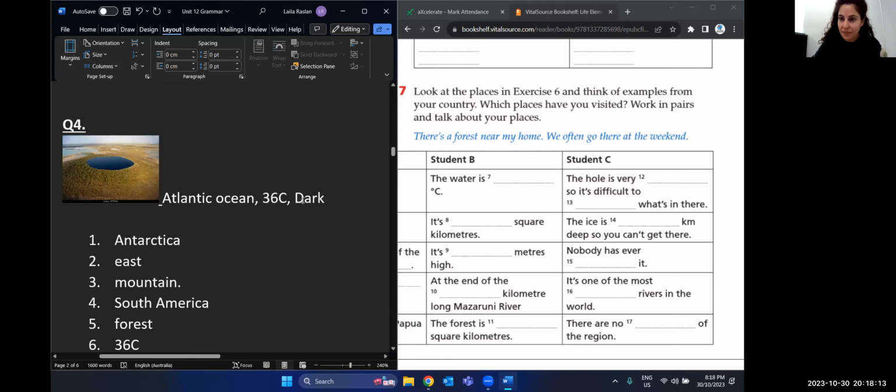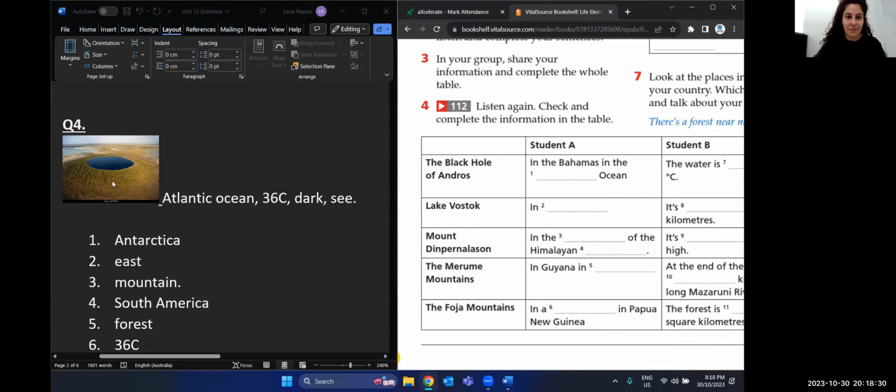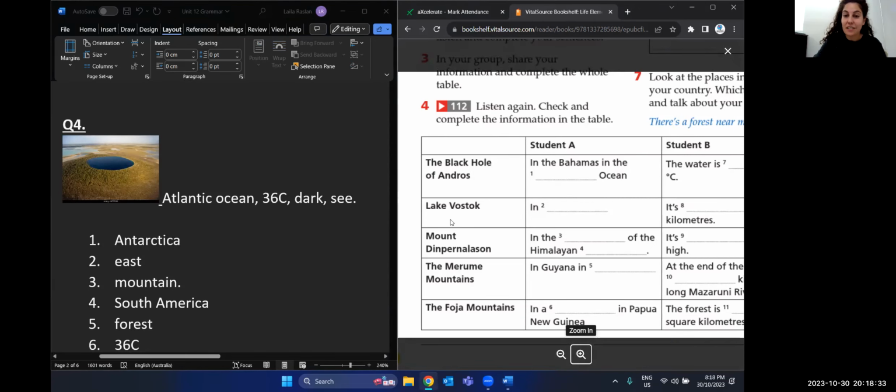It's very dark, so it's difficult to see. Yes, good. So if you got those answers, that's good. You heard very well from the audio. So that was the first place, the unexplored place, the black hole of Andros. That's this one.